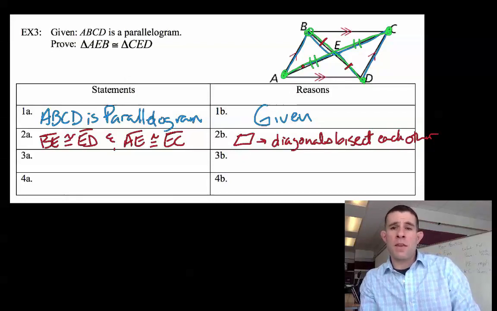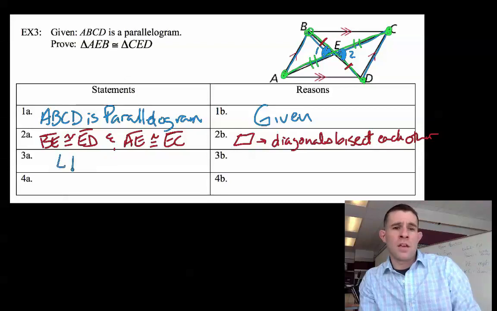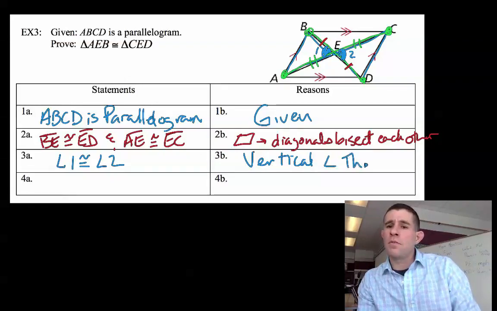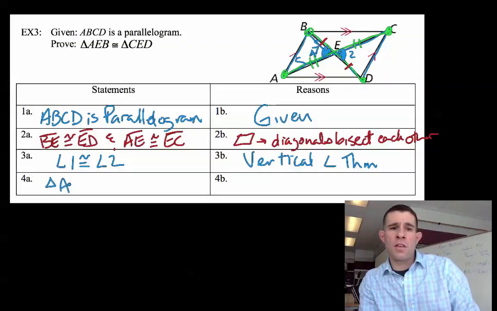Alright, my next statement now is to state that these angles right in here in blue are congruent to each other because of vertical angles. So I'm going to name them angle 1 and angle 2. So I'll say angle 1 is congruent to angle 2 by the vertical angle theorem. And now I have enough to prove that these two triangles are congruent to each other by side, angle, side. So my final statement is to say triangle AEB is congruent to triangle CED by the side, angle, side triangle congruency theorem.